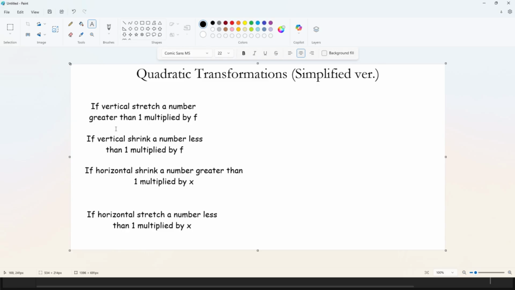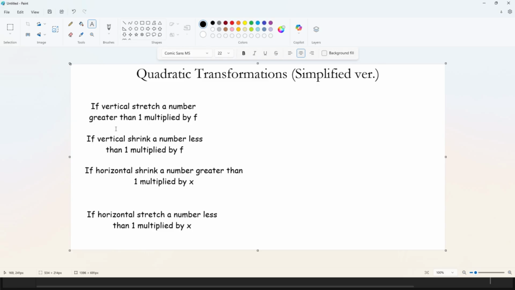If it is a vertical shrink, a number less than 1 is multiplied by f. If our y values are being multiplied by a number less than 1, that is a vertical shrink. If you can see it on the graph, it gets wider. Vertical stretch would just mean that the function is getting a bit narrower. Now, for our horizontal shrinks, a number greater than 1 multiplied by x would mean that our x values are being divided by that number. Our x values are being divided by 2.